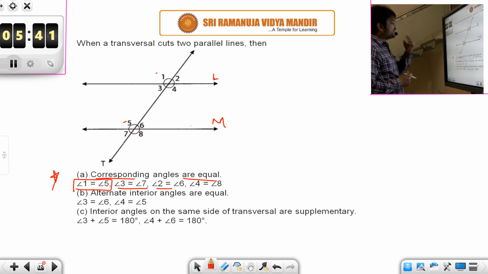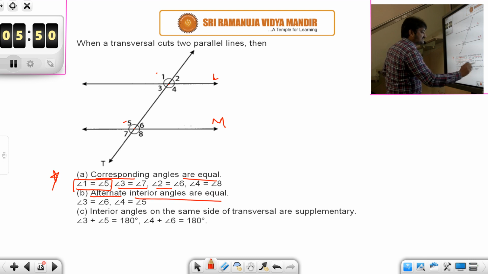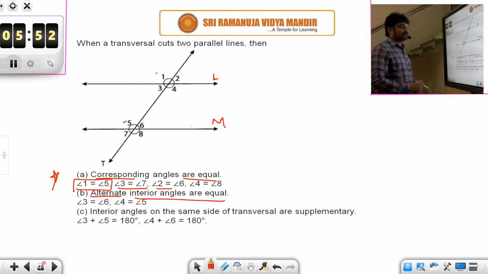Angle 1 is equal to angle 5, angle 3 is equal to angle 7, angle 2 is equal to angle 6, and angle 4 is equal to angle 8. And then alternate interior angles are equal. Students, please, you need to remember this.